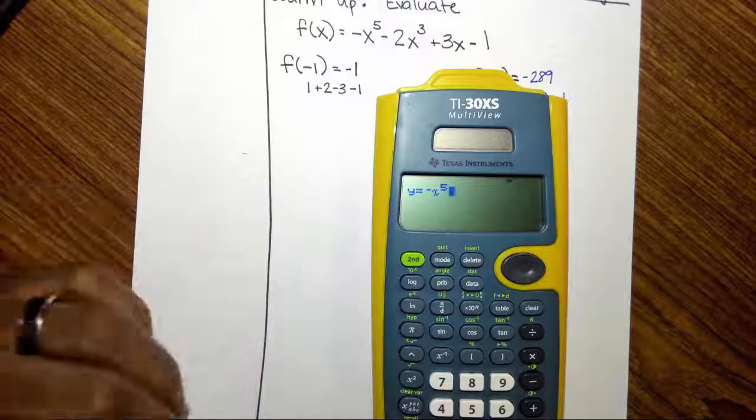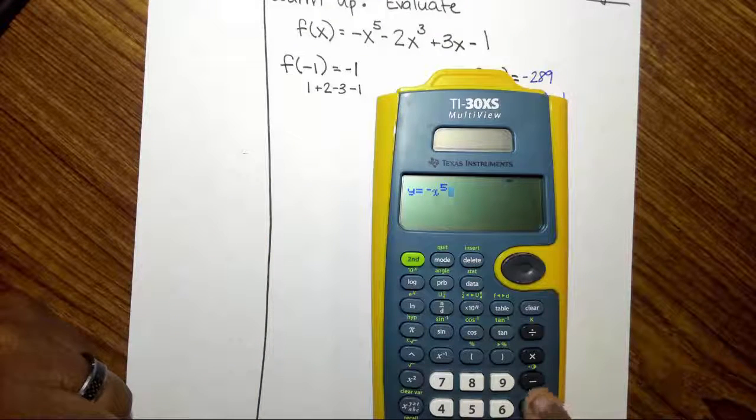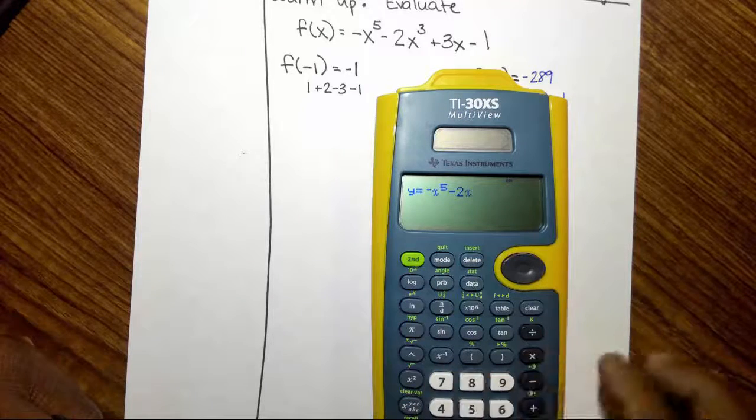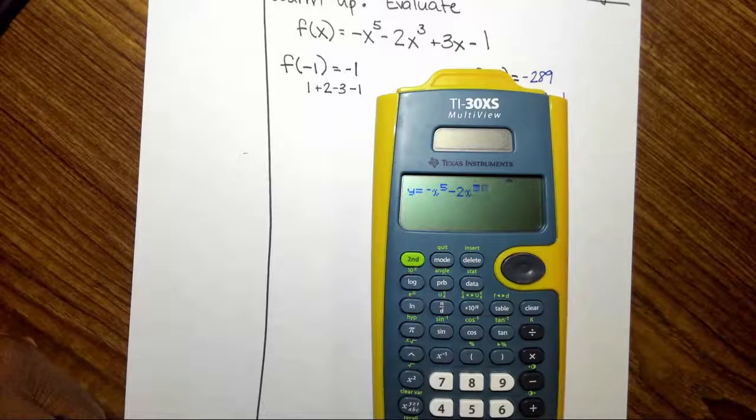And now you have a minus. The minus key is the subtraction key, which is here. You need to press that one. If you press the negative key, you're going to get a different answer. It's going to mess things up. Keep that in mind. So 2x cubed plus 3x minus 1.